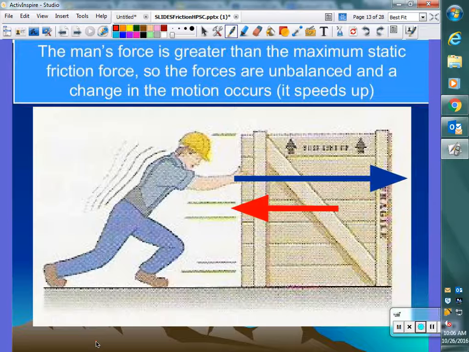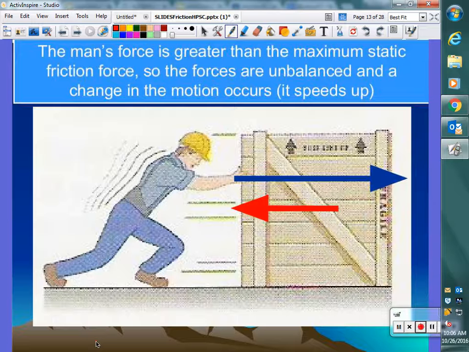So on the back of the outline, right? The man's force is greater than the maximum static friction force. Do we know the value of the maximum static friction? The maximum static friction is going to depend on a couple of things, okay? And that gibberish that I had you scribble out, we're going to talk about it more conceptually. That's when you get into it.